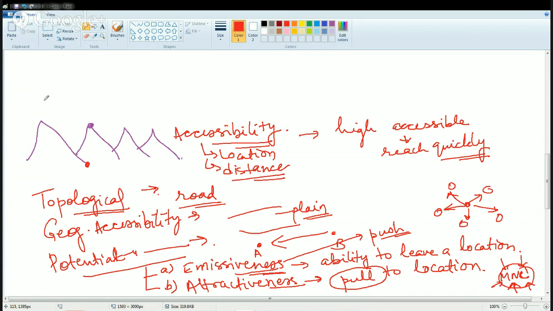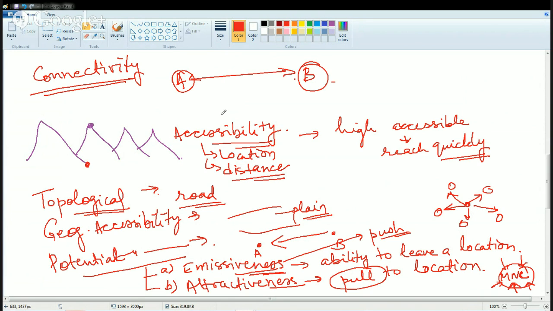Now the next concept that we will be discussing today is connectivity. Connectivity tries to explain how well place A is connected to place B. It is connected through road, through rail, how many roads, how many intersections, what is the traffic flow. These are all understood under the concept of connectivity. Under connectivity, we try to understand connections between each node. Every node's connection to another node would be a kind of connectivity.